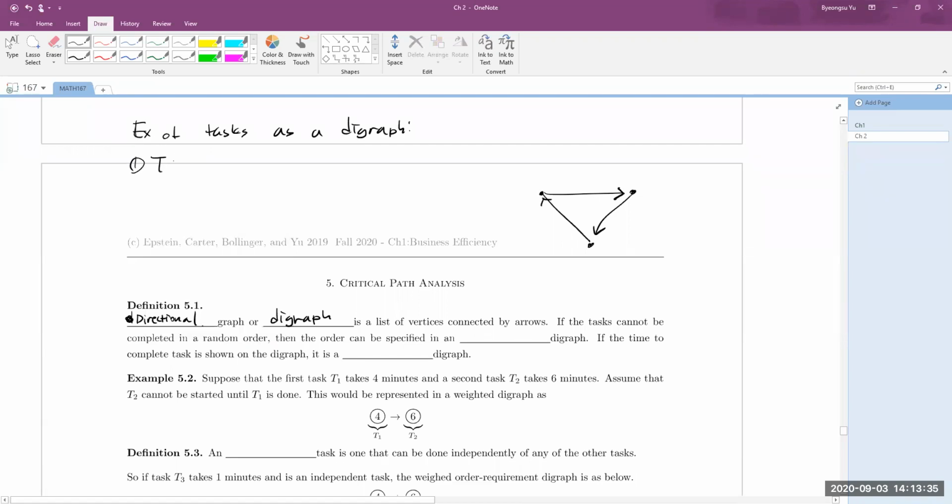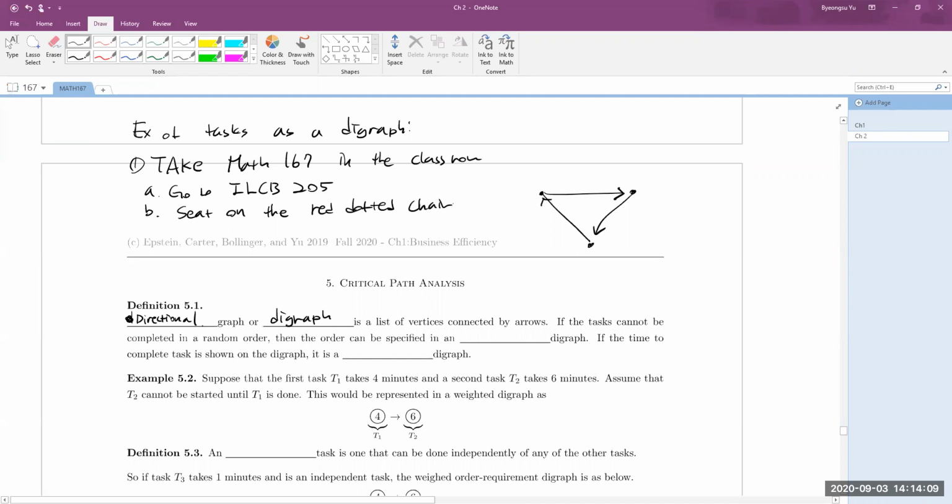So just take Math 167 in the classroom. First of all, what you need to do is go to this building, ISCB 205, and you can sit on the red dot chair. And next, you need to wait for me because I need to give you a lecture. So wait for the instructor.